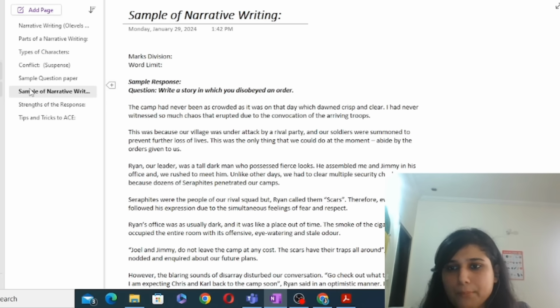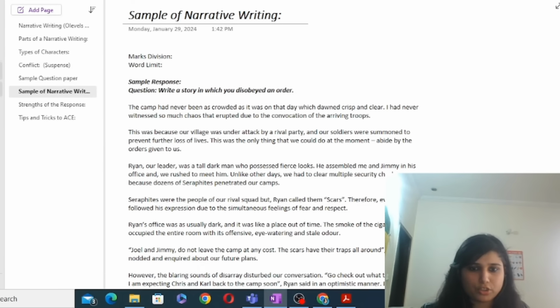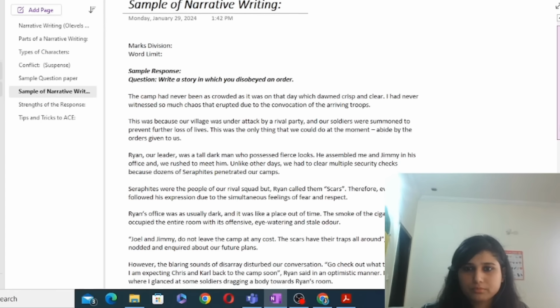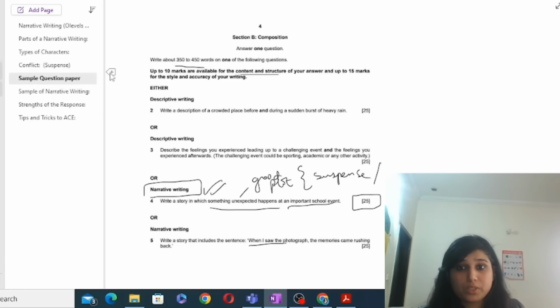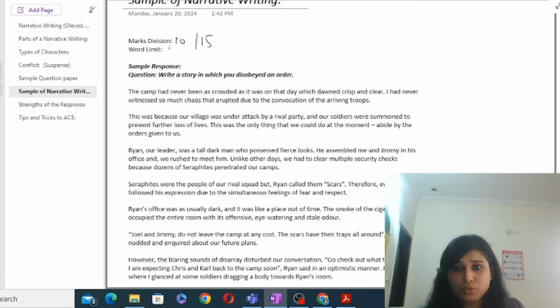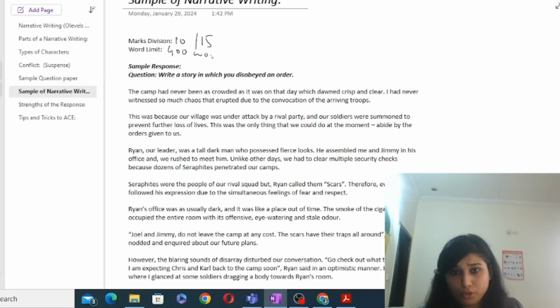So then comes the sample of the narrative writing. Here I am attaching the sample, and I would want you to just go through it, give a reading to it. And I have already told you that the marks division are 10 and then 15 for style and accuracy, and the word limit which we need is 350 to 450 words. So better not to go below 400 words. 400 words are a must to write. Almost 3 pages, right? So write a story in which you disobeyed an order.